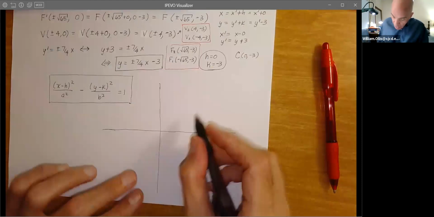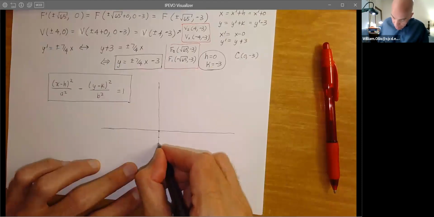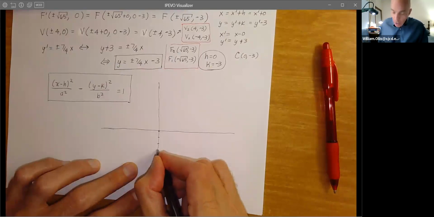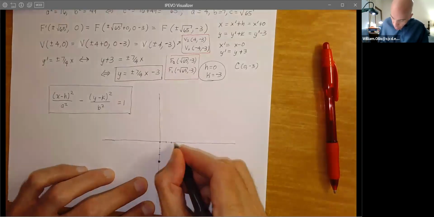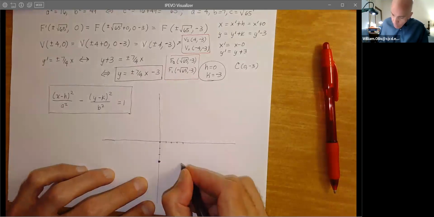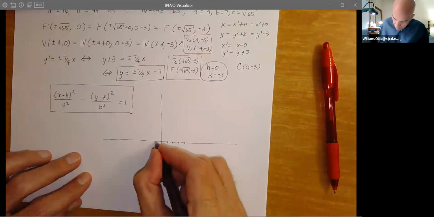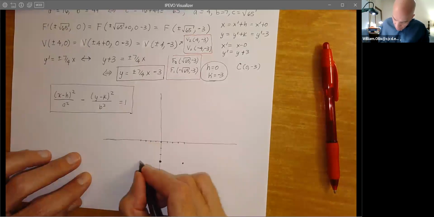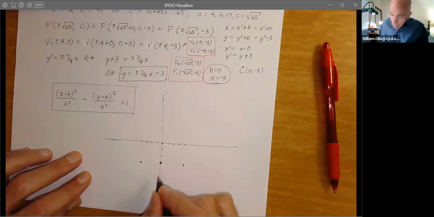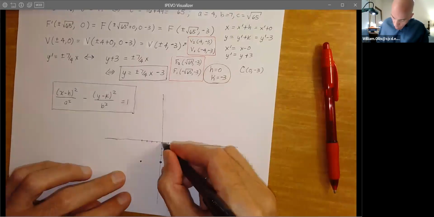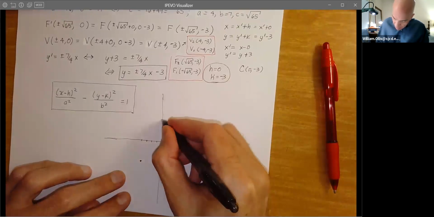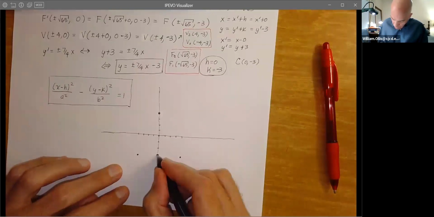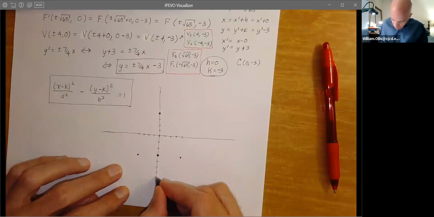So now we can show 0, -3. So 0, 1, 2, 3. There's the new center of our coordinate system. So now we can just kind of be cheap. We can go over 4. So 1, 2, 3, 4, and get our B2 vertex right there, and then go over 4, 1, 2, 3, 4, and get this one. There's our B1 vertex. And then the b is 7. So 1, 2, 3, 4, 5, 6, 7. And then the other direction, 0, 1, 2, 3, 4, 5, 6, 7. So draw your box.